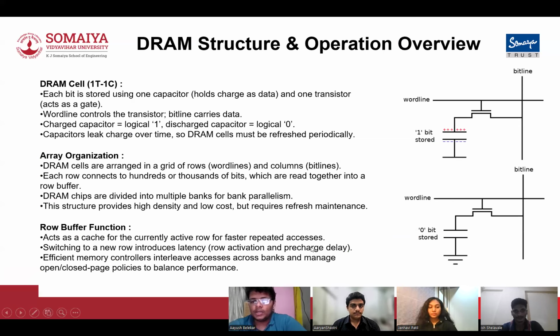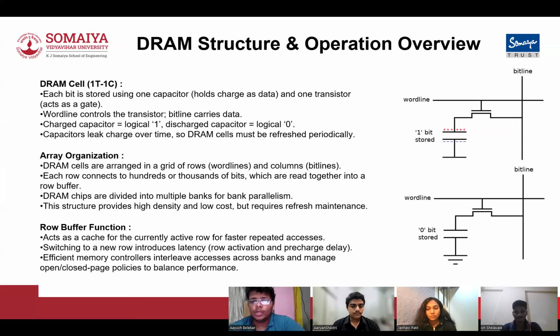Starting with the basic DRAM cell, which is also called a 1T1C cell, each bit of data is stored using one transistor and one capacitor. The word line controls the transistor while the bit line carries data. A charged capacitor means logic 1 and a discharged one means 0. Since capacitors leak charge, DRAM cells must be refreshed regularly. Cells are arranged in rows and columns. Rows are connected by word lines and columns by bit lines.